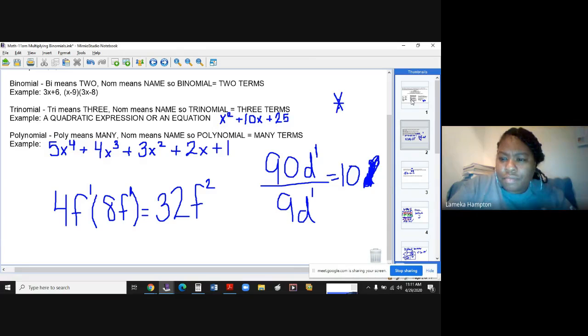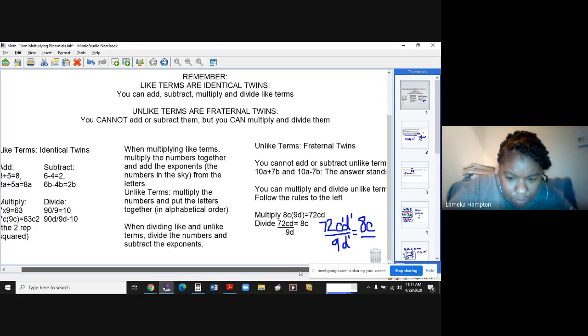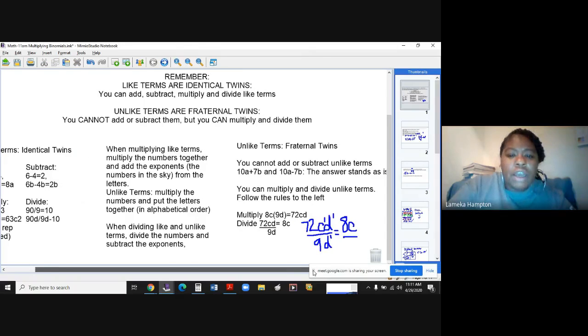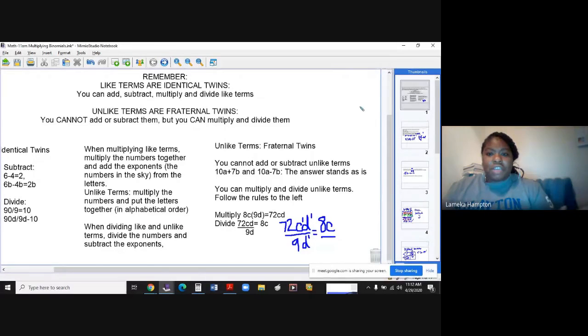All right. Now, I'm going to scroll over if I can see it. Okay, there we go. Unlike terms are fraternal twins, and I'm pretty sure we've seen fraternal twins once upon a time in our lives. We may actually have some in our family. So fraternal twins, they're different. They kind of look alike, but they're different. You can tell they're different.